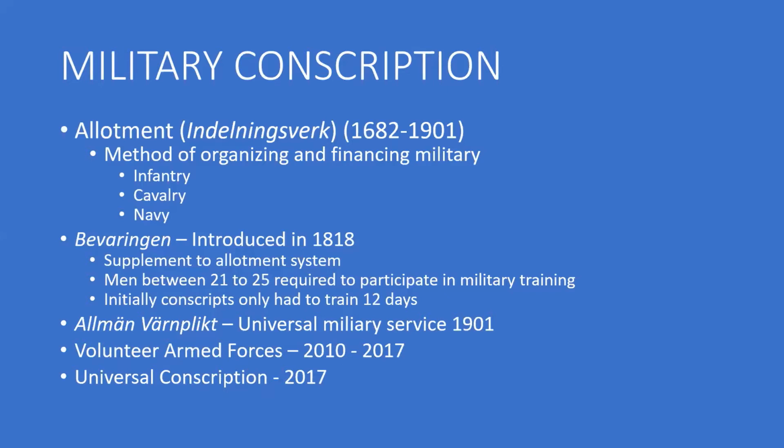And the initial age varied at certain times. Also, the time of the training also varied. But initially, it was training for 12 days. And then in 1901, universal military service was enacted. And that continued until 2010. And then at that time, the armed forces became all voluntary. And then again in 2017, universal conscription was again reenacted. And at that time in 2017, people that were born in 1999 or 2000 were required to register. So these will be supplementing the professional Army Corps.